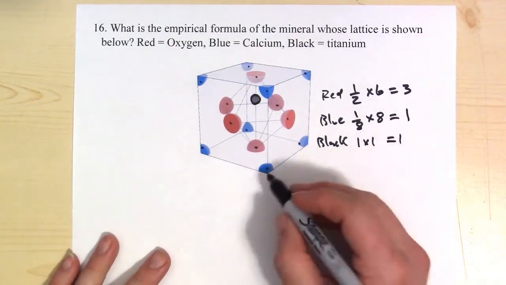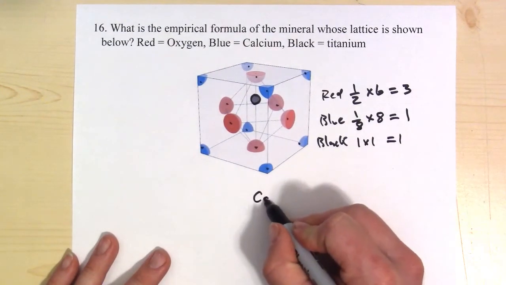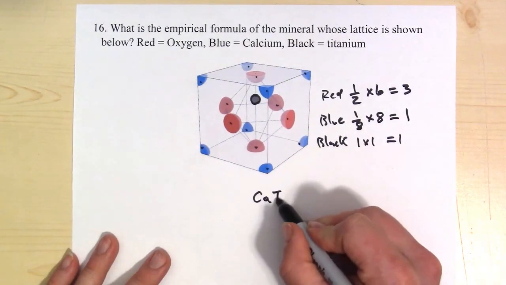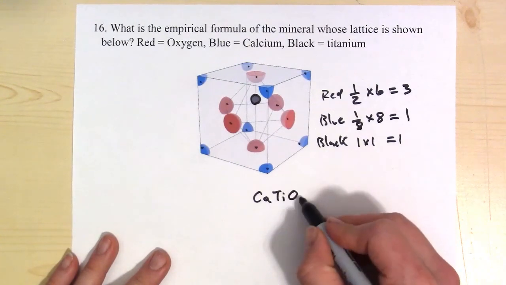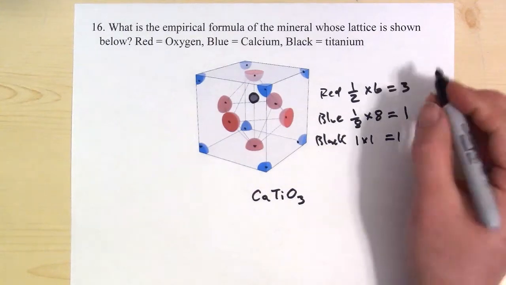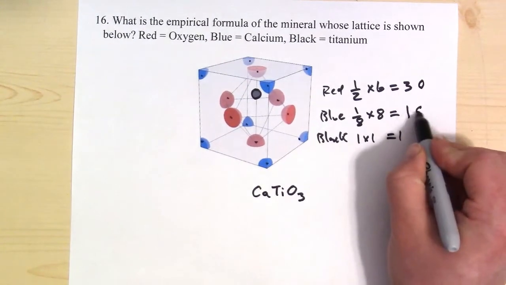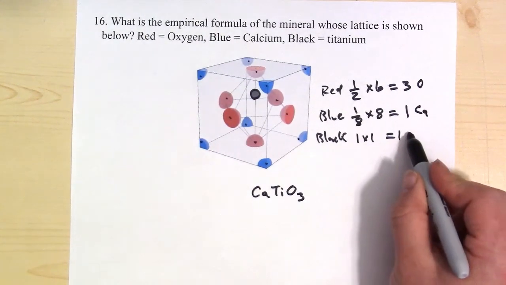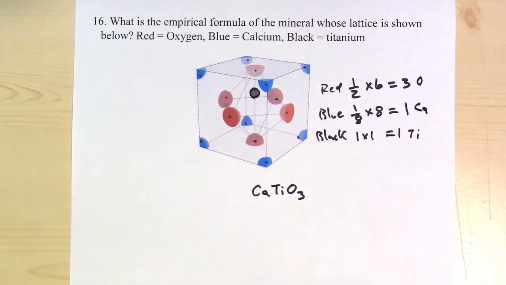So here the empirical formula is going to be 1 calcium, 1 titanium, and 3 oxygens, because remember red represents oxygen, blue represents calcium, and black represents titanium.